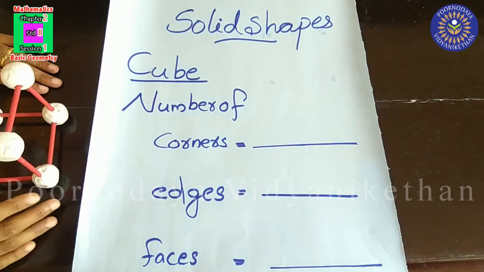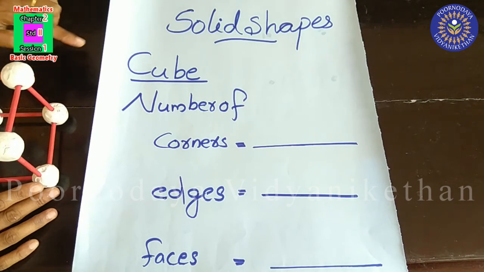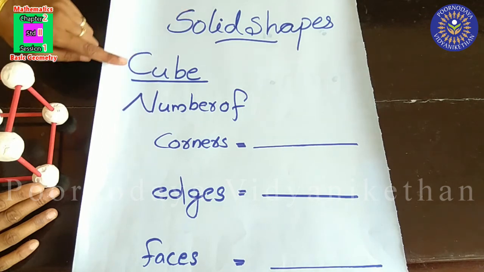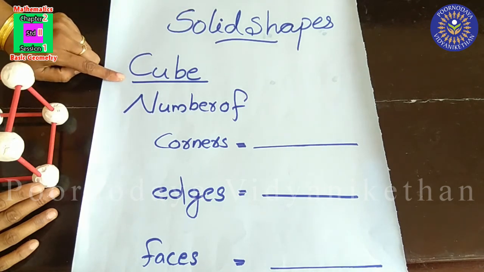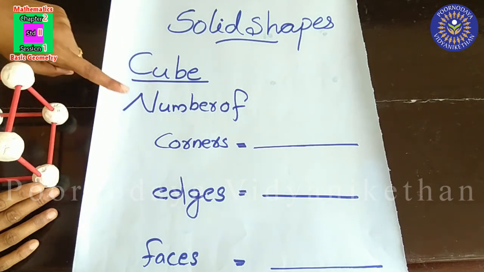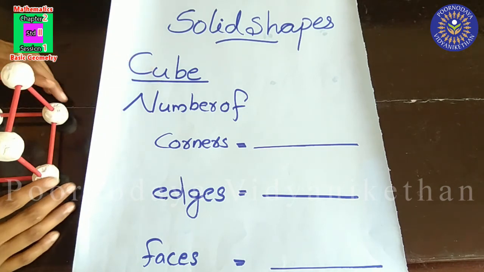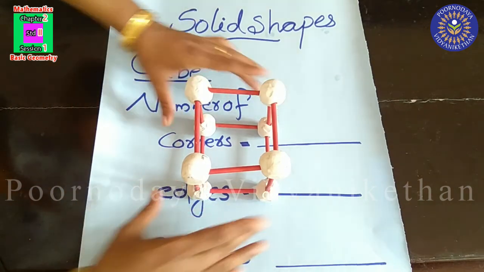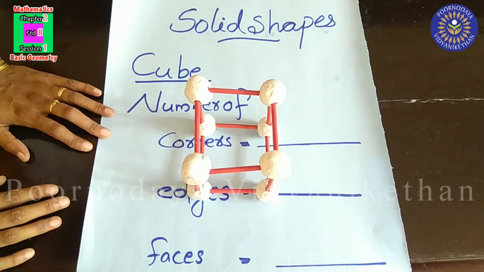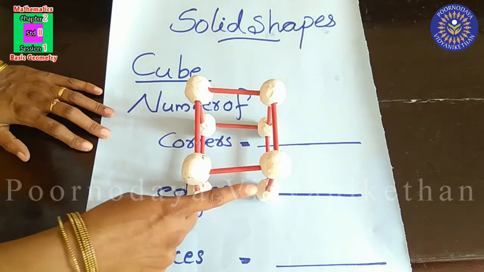Okay. Children, next you have to make a model of a solid shape. Here we are going to make a model of a cube. Take a chart paper and write solid shape. We are going to make a cube and find out the number of corners, edges and faces of a cube. Clear? Now, look here. It is the model of a cube.